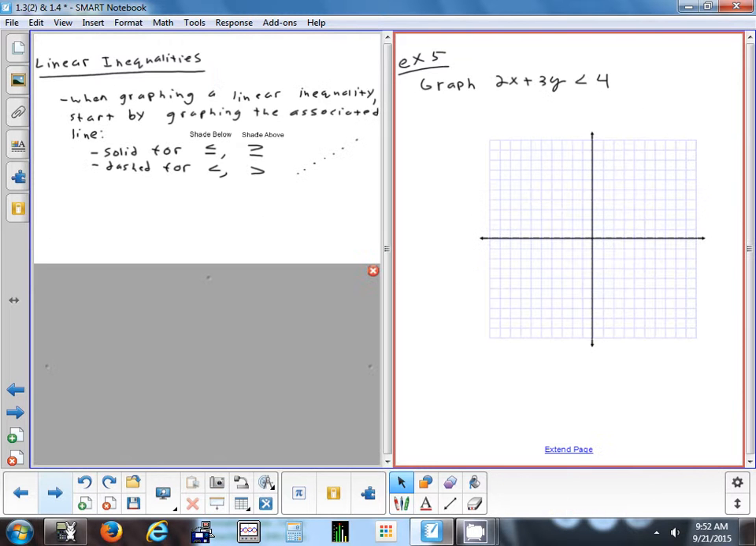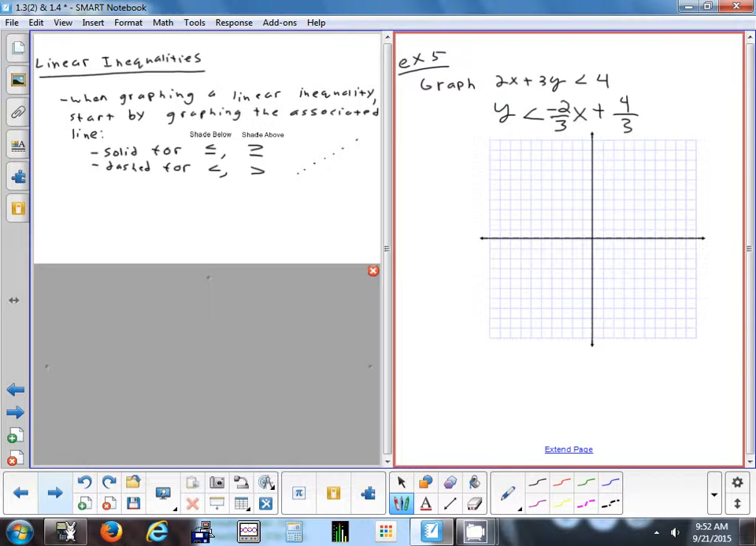Right, let's finish up with that one. For me, when I have to graph something, first thing I like to do is get y by itself. So what I'm going to do is minus the 2x, bring that to the other side. And then the last thing I would do is divide everything by 3. All right, a little messy to graph it, but we'll just do the best we can.